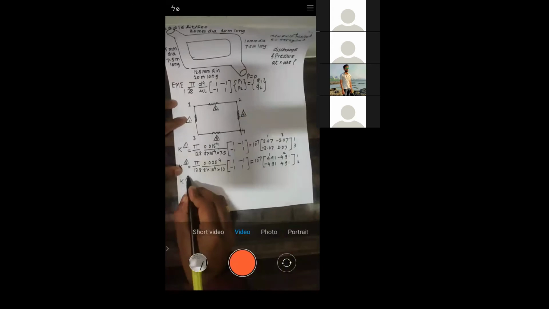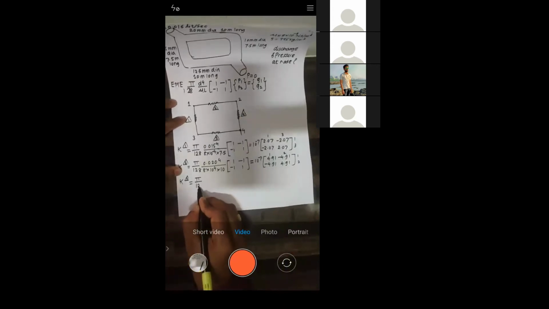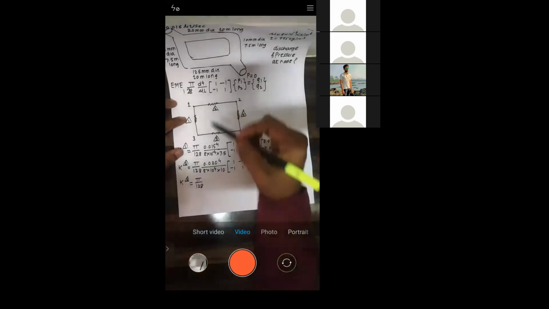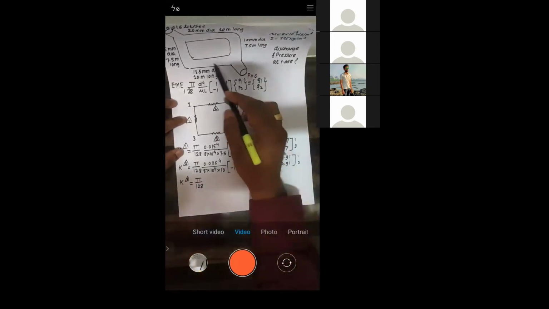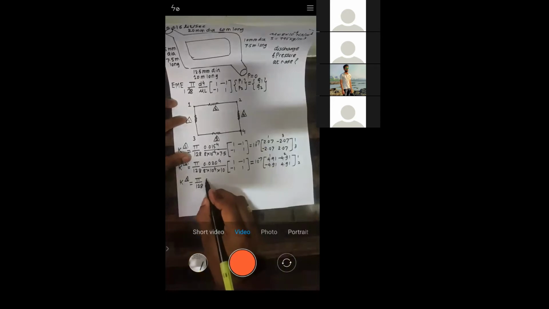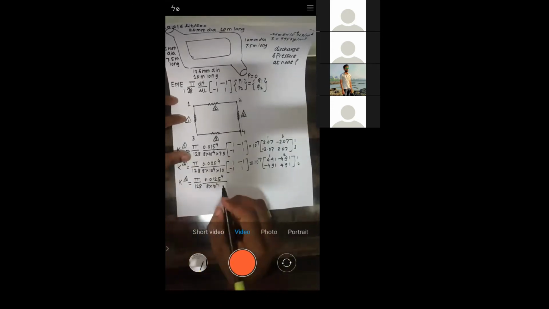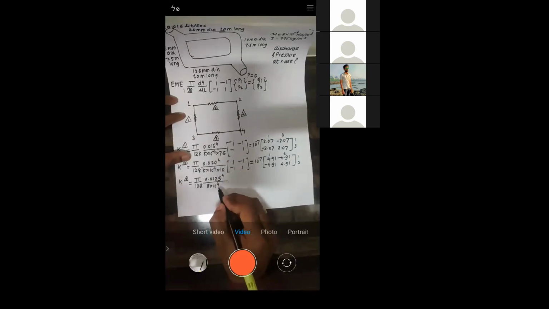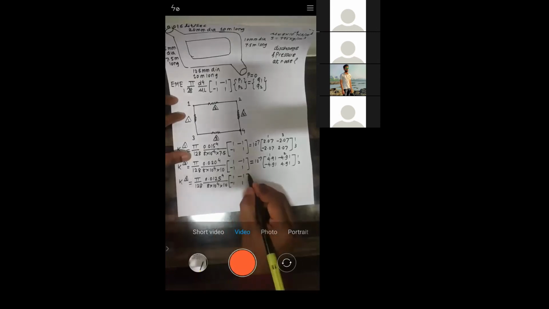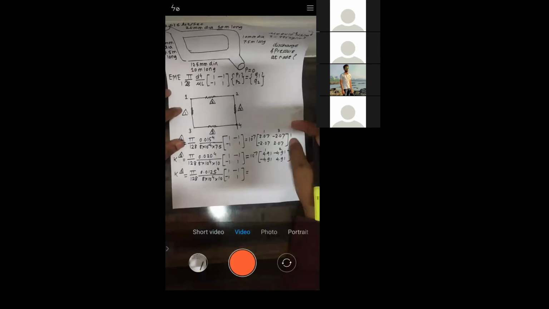Now go for stiffness matrix of element number 3. So it is pi by 128. Okay, this is element number 3. What is the diameter? 12.5, so 0.0125. Mu is 8 into 10 to the power minus 4. Right? Into its length, it's again 10 meter. So 1, minus 1, minus 1, 1. Okay, so let me know what answer you're getting.